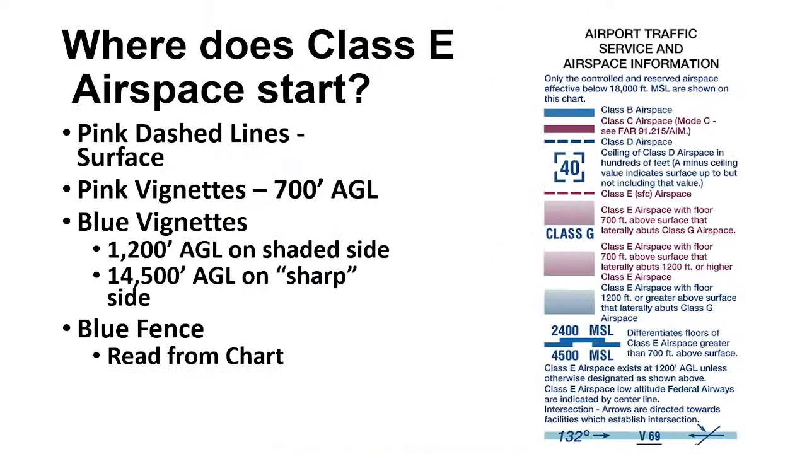So where does the Class E airspace start? We've talked about all this. Pink dash lines go to the surface. Pink vignettes, 700 AGL. Blue vignettes, 1,200 feet AGL on the shaded side, 14,500 AGL on the sharp side. Then the blue fence, you read it on the chart.